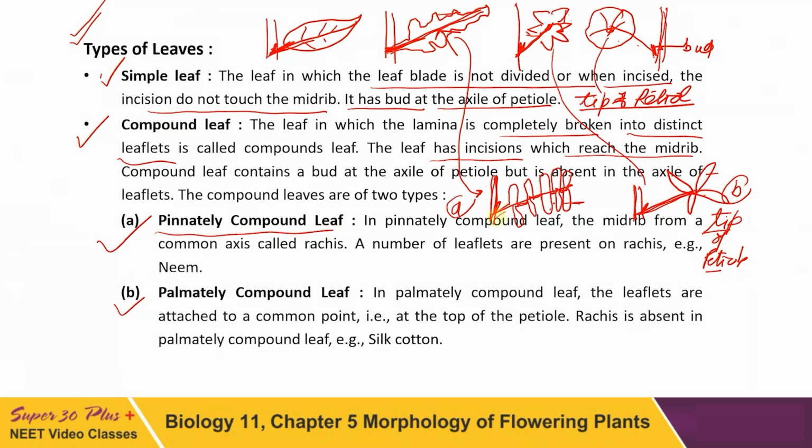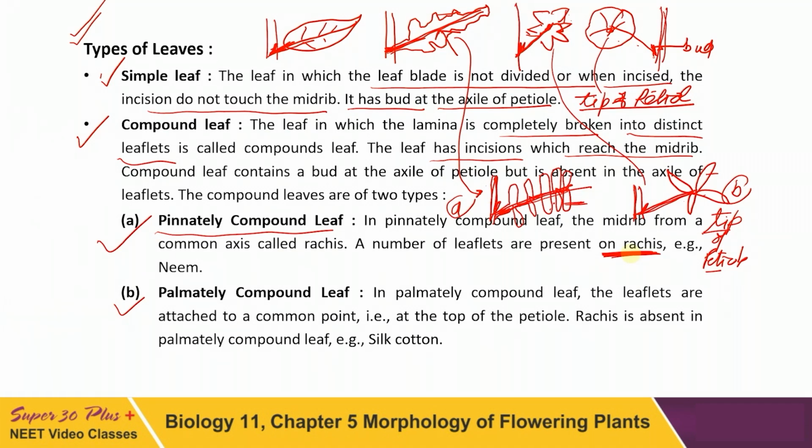Pinnately compound leaf. You see, this is the petiole, and that was the midrib. The incisions have reached the midrib here, and will be known as leaflets. What is this midrib? Important. This midrib is known as rachis. So can you differentiate? Rachis is found in the pinnately compound leaf. In the case of the palmately compound leaf, we do not have rachis.